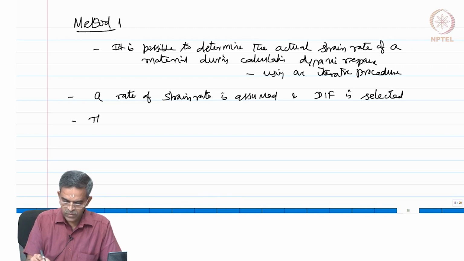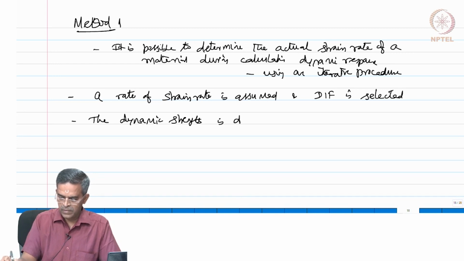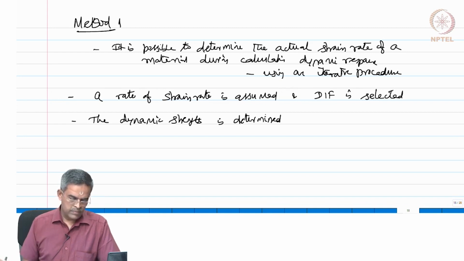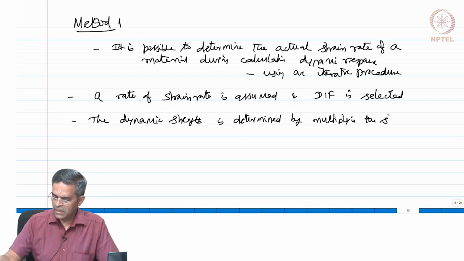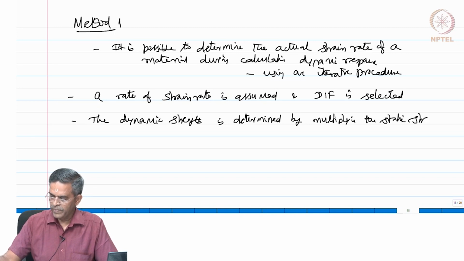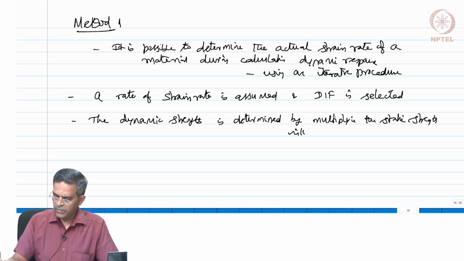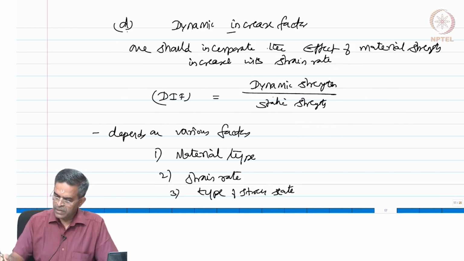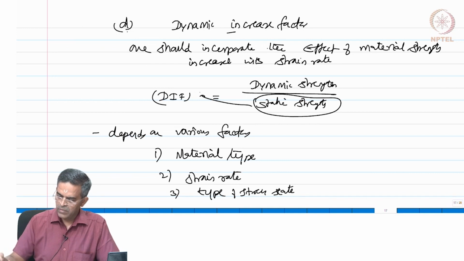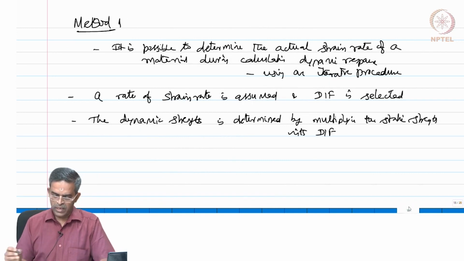Now, the dynamic strength is determined by multiplying the static strength with the DIF. We already know the equation, see here. If we know the static strength, we can get the dynamic strength if we know the DIF. So, I get this, okay.